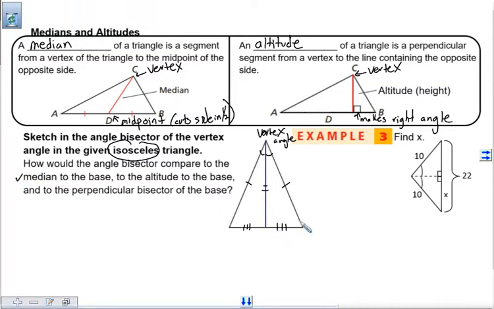We also know that these angles are congruent and that this angle is a right angle, which means we have an altitude because that's a right angle, and we have a perpendicular bisector. So when you have an angle bisector in an isosceles triangle, the angle bisector is the median, the altitude, and the perpendicular bisector.